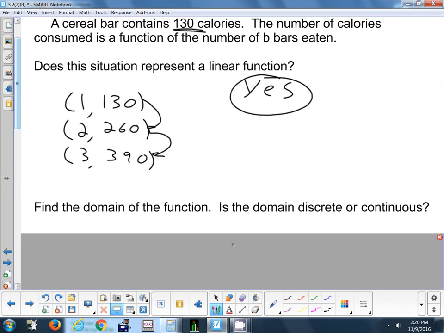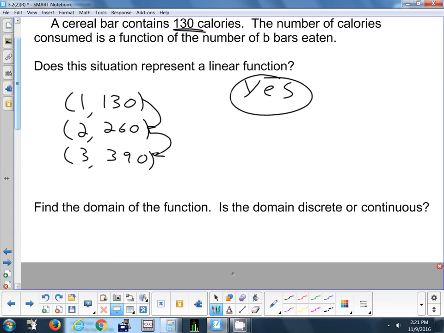Now, I want to know if the domain is discrete or continuous. You're eating candy bars. So discrete means there's gaps. Could you eat between 1 bar and 2 bars? Yes. Could you eat 1 1/4 bars if you wanted? 1.1 bars? Yes. You can eat any number between 1 and 2 bars. So this is continuous.